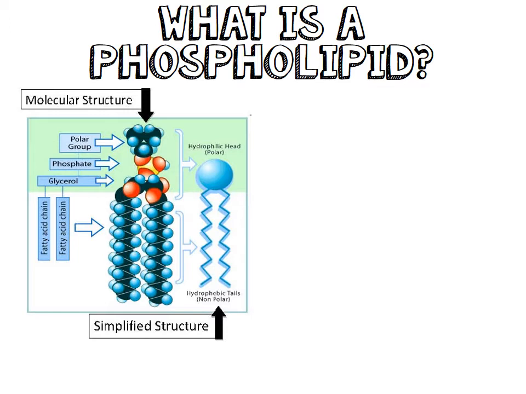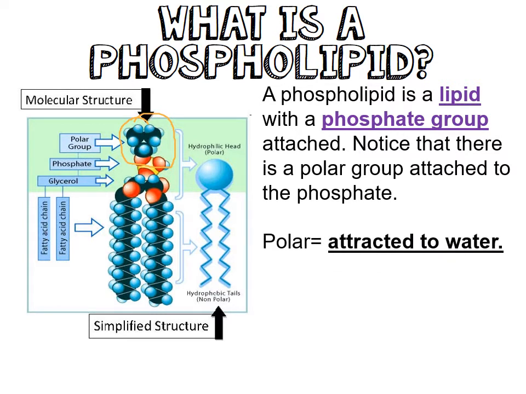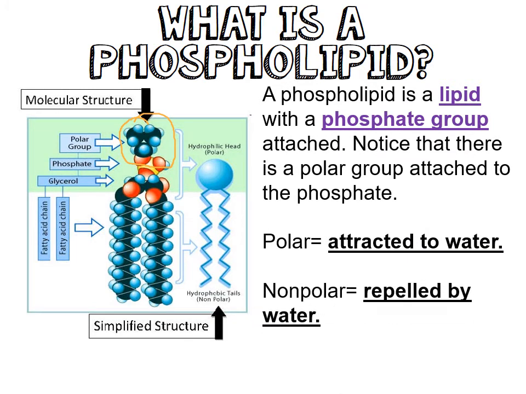What exactly is a phospholipid? This, of course, is review because we talked about phospholipids when we talked about lipids and macromolecules, but you should know that a phospholipid is a lipid and it just has a phosphate group on top. Okay, so there's your phosphate. There is a polar group attached to the phosphate. Polar means it's attracted to water. Nonpolar means it's repelled by water. So the top of this phospholipid is attracted and the bottom is repelled.